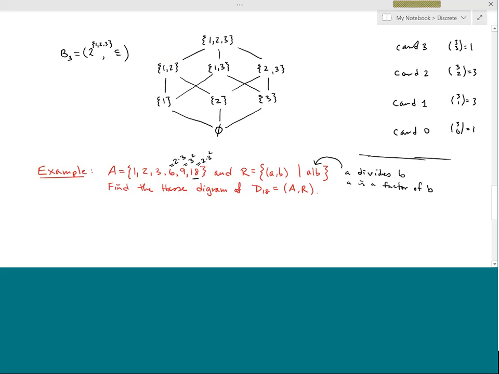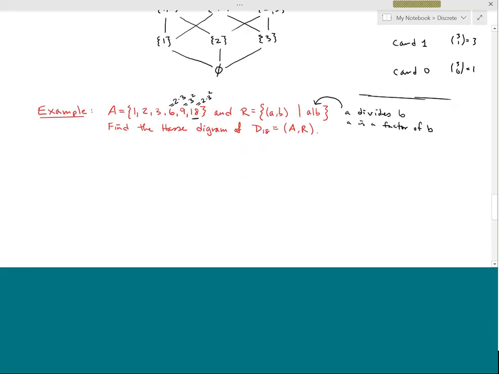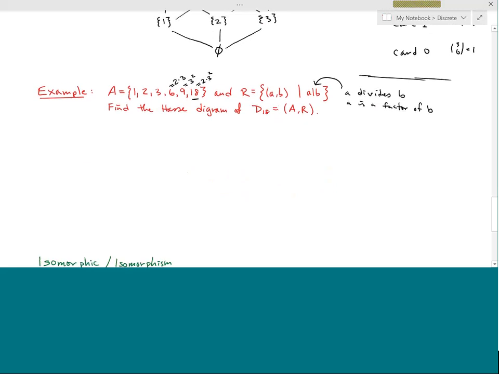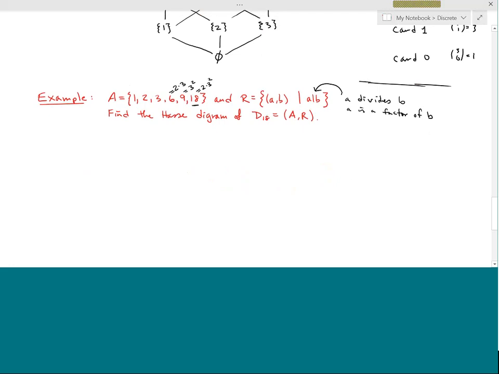All right. So let us build the Hasse diagram. The key thing to note here is the relationship. So, scratch work over here to the side. If we have the ordered pair, something like 2 comma 6, in terms of the digraph, we'd see 2 with an arrow to 6, 2 here being a factor of 6.